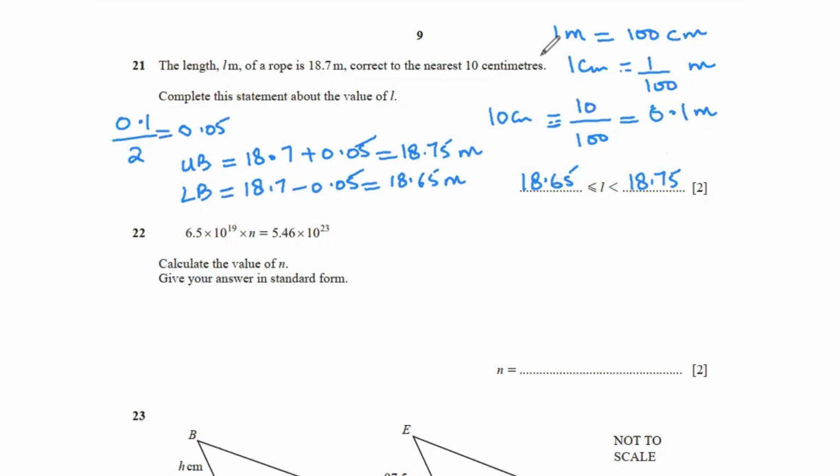Remember that you have to be very careful about your units. As you can see, the length of the rope was given in meters, but the degree of accuracy was given in centimeters. So you have to convert the degree of accuracy into meters first, then divide it by 2, and whatever value you get, you add or subtract that with the length given to find the upper bound and the lower bound.